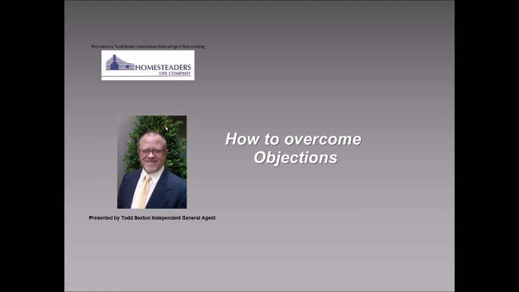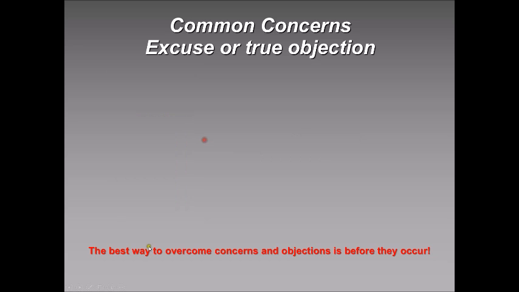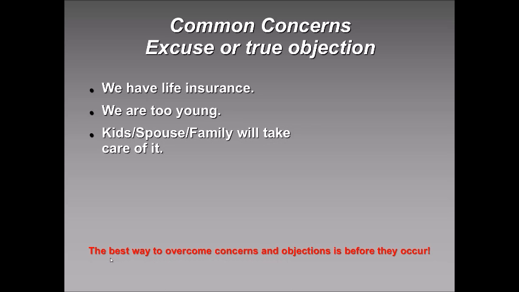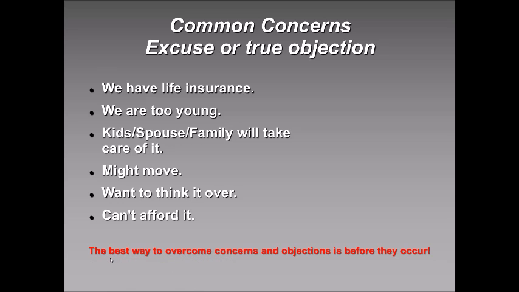Today's training is going to be on how to overcome objections. We're going to talk about the most common objections that come up when you're making a pre-arrangement or a final expense presentation. The first is we already have life insurance. We are too young. The kids, family, or wife will take care of it. We might move. We want to think it over, and we can't afford it. Now, we'll be talking about which one of these are excuses and which one of these are truly objections.